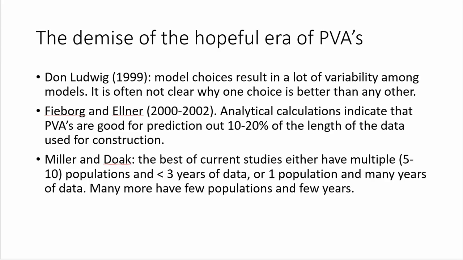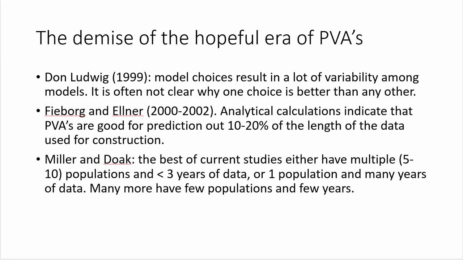The same year, Paulette Bierzychudek, who's at Lewis and Clark, revisited data and tried to backcast what would have happened to a plant species that she had many, many years of demographic data on, and found that the PVA that would have been constructed 10 years earlier would have done a very bad job of predicting what the outcome was after 13 years.